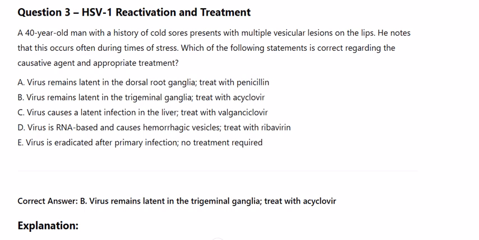A. Virus remains latent in the dorsal root ganglia. Treat with penicillin. B. Virus remains latent in the trigeminal ganglia. Treat with acyclovir. C. Virus causes a latent infection in the liver. Treat with valganciclovir. D. Virus is RNA-based and causes hemorrhagic vesicles. Treat with ribavirin. E. Virus is eradicated after primary infection. No treatment required. Correct answer, B. Virus remains latent in the trigeminal ganglia.